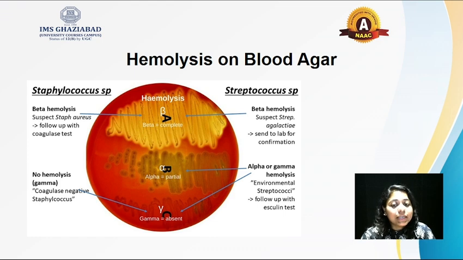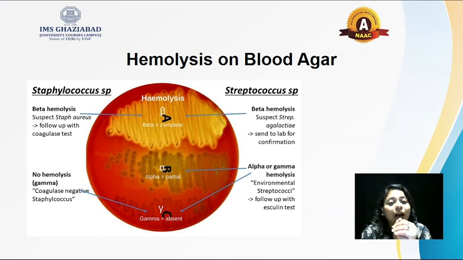In this you can see the culture plate, where there is a clearing zone around where we have cultured the bacteria. It is showing complete hemolysis. Where it shows complete hemolysis, it is known as beta Streptococcus or beta hemolysis. Next is alpha hemolysis, where it is showing partial hemolysis. The second diagram is alpha hemolysis, where there is partial degradation.